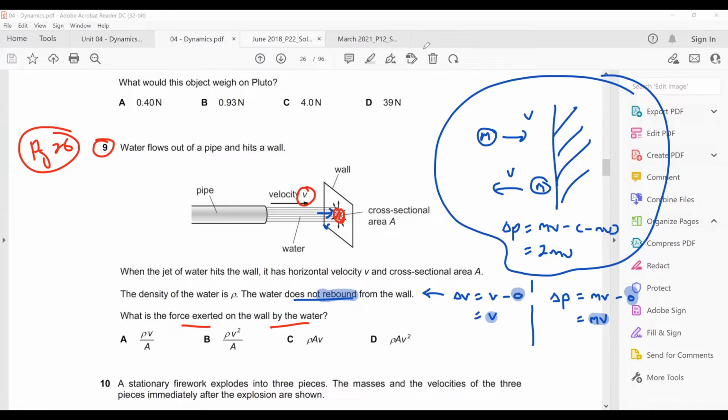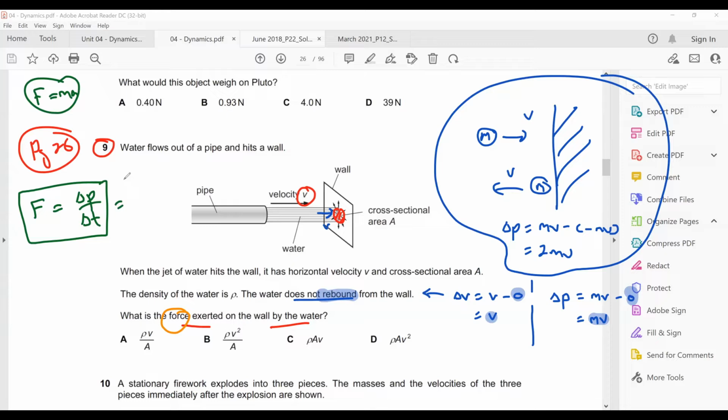Now, the question wants you to find the force. Whenever they ask you to find force, the first thing that usually should come to mind is either this one or this one. Okay. All right. This one is the most basic one that normally should come first. Yeah. Your force is actually your rate of change of momentum. So now, if I ask you what is your rate of change of momentum now, my change in momentum is just going to be mv, isn't it?